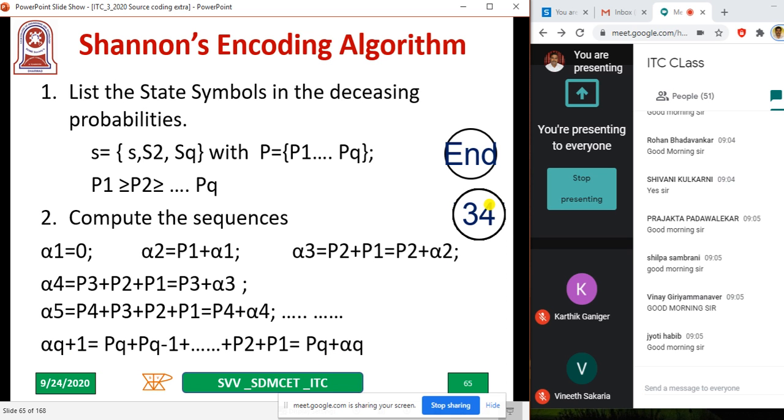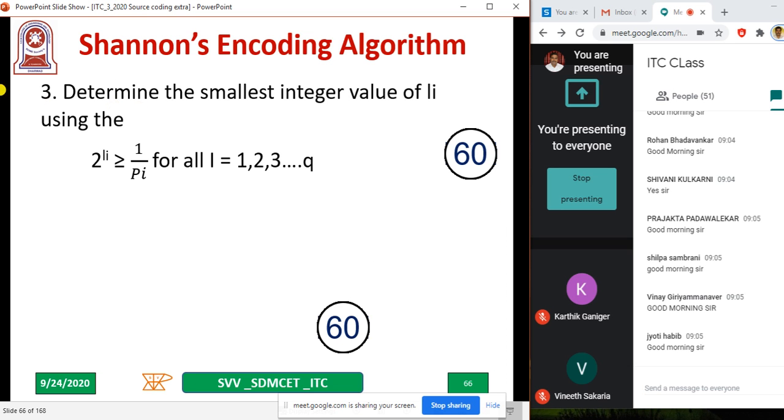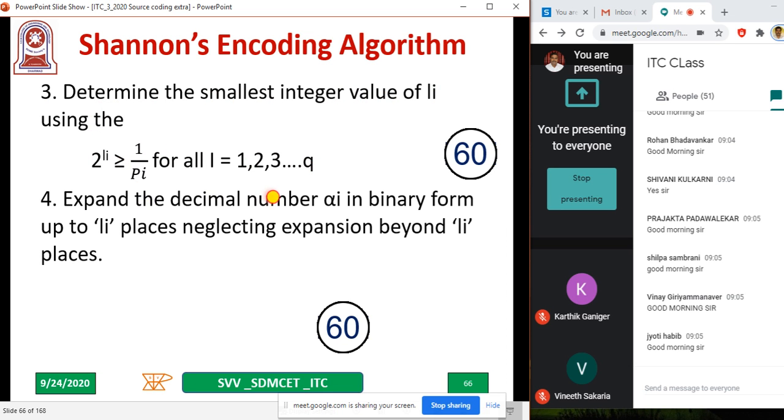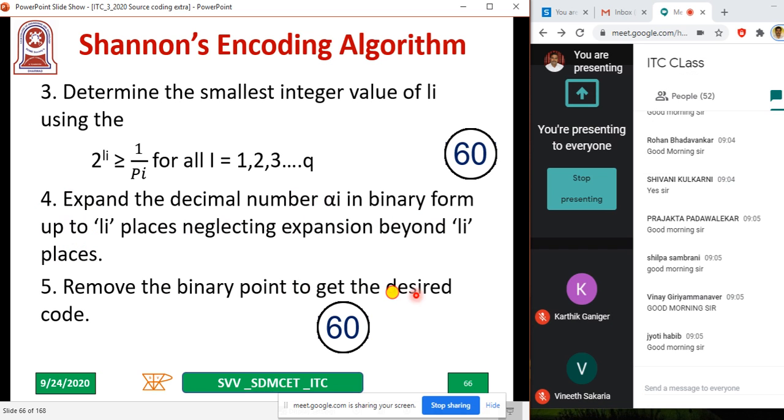Let us go to the third step. Determine the smallest integer value of li using this equation: 2 raised to li should be greater than or equal to 1 by pi, for all i equal to 1, 2, 3 up to q. I have to find out the li value. Fourth step: expand the decimal number alpha i in binary form up to li places, neglecting the expansion beyond li places. Even if you don't understand, read it twice and note it down, because we are going to solve the example. That time it will be very easy to understand. And the last step: remove the binary point to get the desired code.